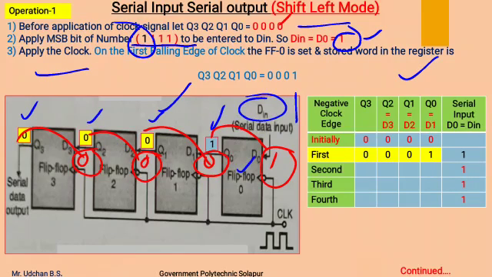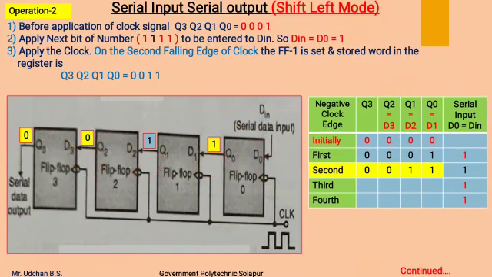The same is shown in this table at the first negative clock edge of the clock pulse. So after applying the clock pulse, we will get the data as 0 0 0 1, means this 1 came over here, this 0 came over here, this 0 came over here, and this 0 came over here. This is how we get the output as 0 0 0 1 after the first negative clock edge of the clock pulse.